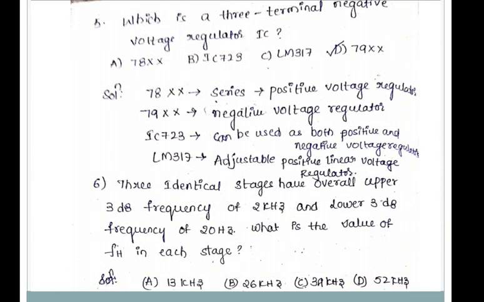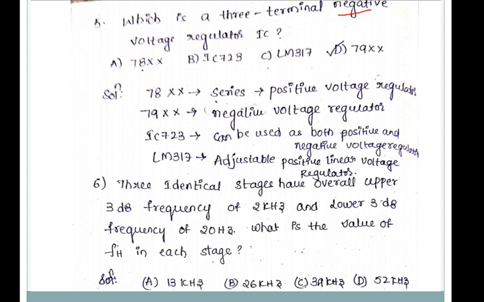So here comes the fifth question. Which is a 3-terminal negative voltage regulator IC? In the following options, we need to find the negative voltage 3-terminal regulator IC. Voltage regulator ICs are used to maintain the output voltage constant. In the options, all are voltage regulator ICs only: the 78 series, IC 723, LM317, and the 79 series. But here you need to identify the negative voltage regulator IC.